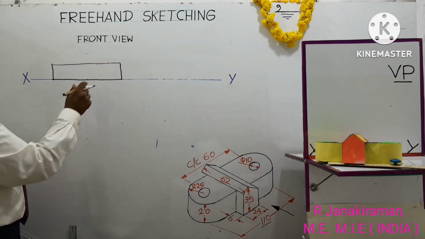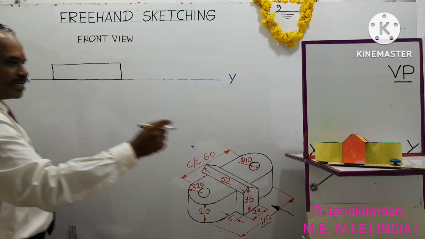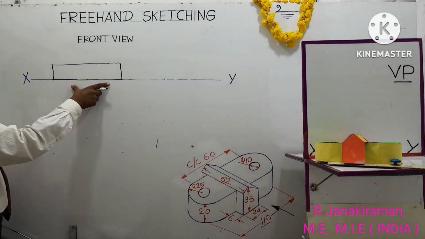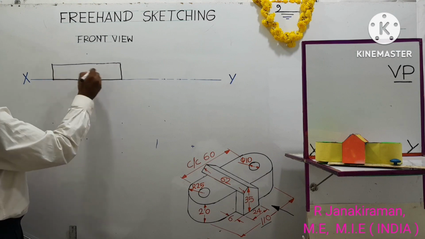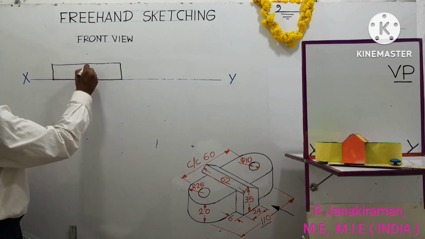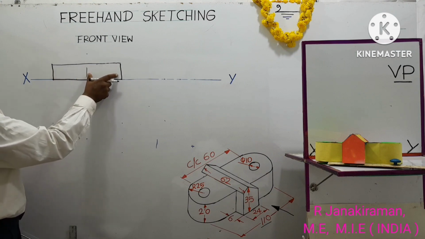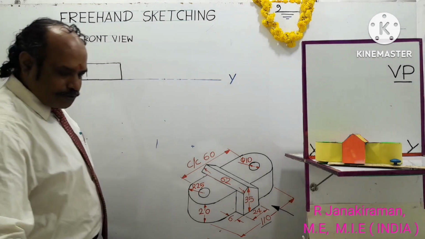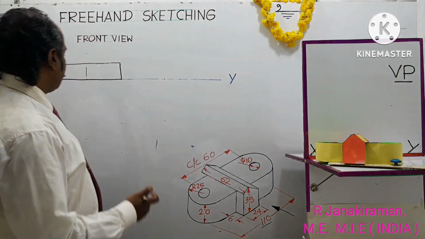So now in the center you have to locate a red color portion. Along this length of the object, 110 mm, put one center point. You can draw a lighter center line, so that this will be 55 and this will be another 55. As the topic is freehand sketching, don't use a scale for this.